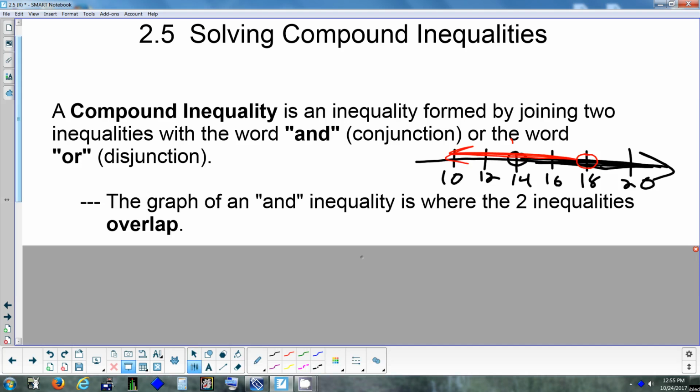Right here. When we're graphing, that's what you would graph. That's all you would graph is what's in that box. So we would just end up shading like this. The two circles, shade between them. You don't have to draw anything else. So that's what you're thinking of, and "and" is where they overlap.